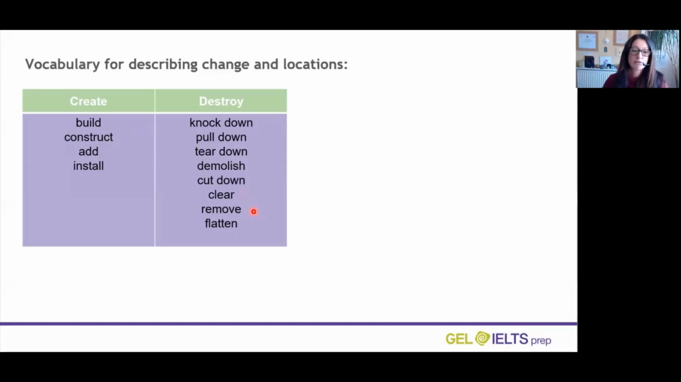Remove is a more common verb. And flatten we can also use to talk about natural areas. Maybe an area of woods was flattened, but we can also use this to talk about tall buildings. Tall buildings that stood maybe were flattened or demolished or torn down, for example, on the map that you have.